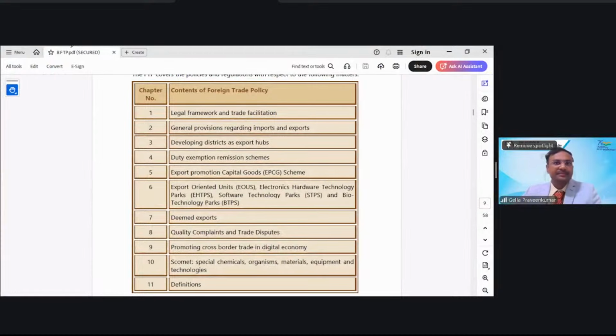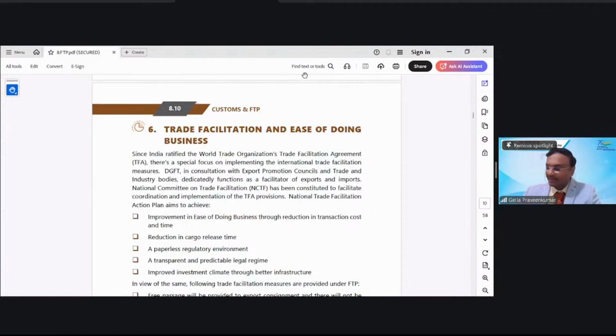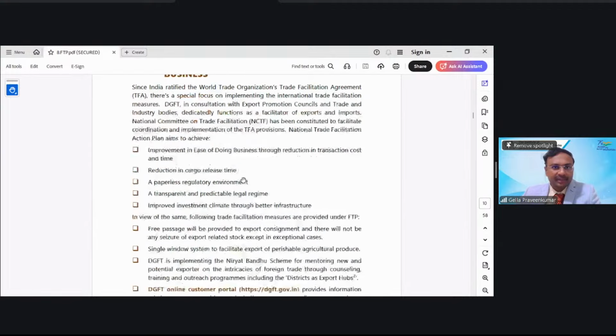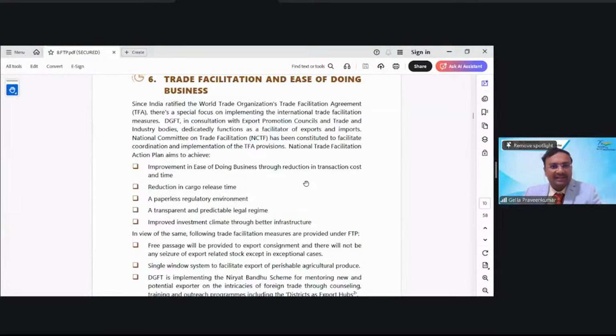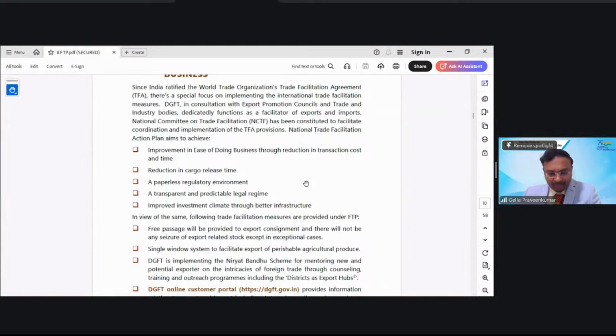Students, welcome back. Let's continue with our further discussion on the topics I marked for today's discussion. In general, what is the expectation out of foreign trade policy for ease of doing business?